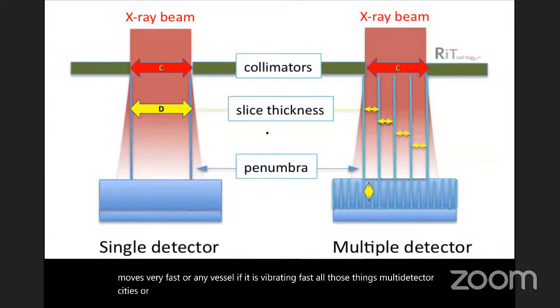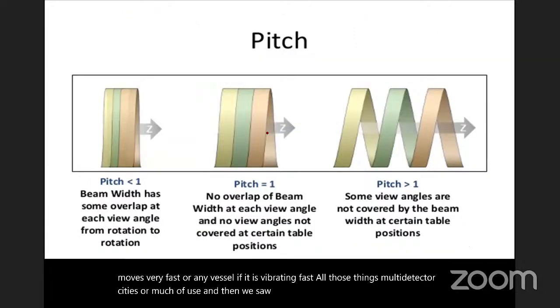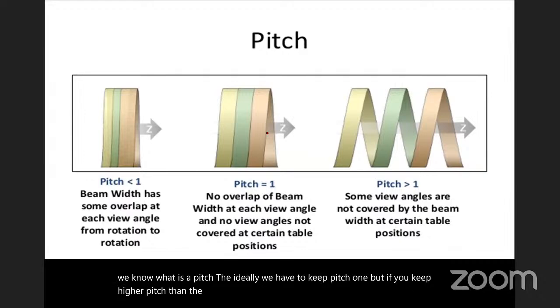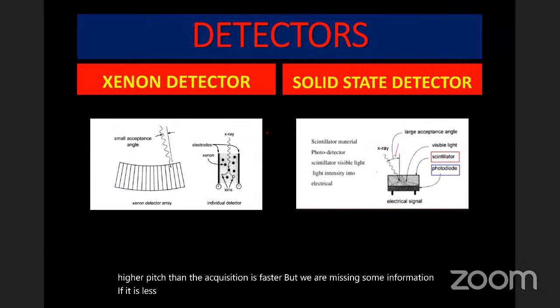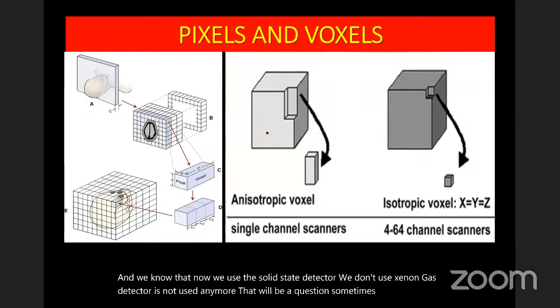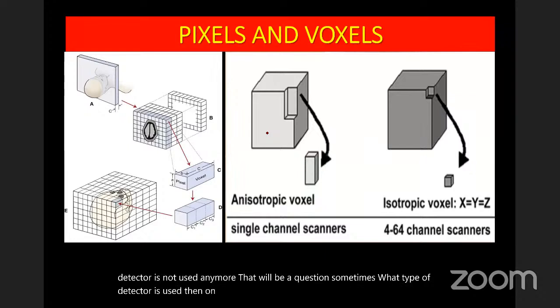And then we saw how we do the collimation, and we know what a pitch is. Ideally, we have to keep the pitch at one, but if you keep a higher pitch, then the acquisition is faster, but we are missing some information. If it is less than one, we are increasing the radiation dose to the patient. And we know that now we use the solid state detector. The xenon gas detector is not used anymore. That will sometimes be a question, what type of detector is used. The xenon gas-based detector is not used anymore.